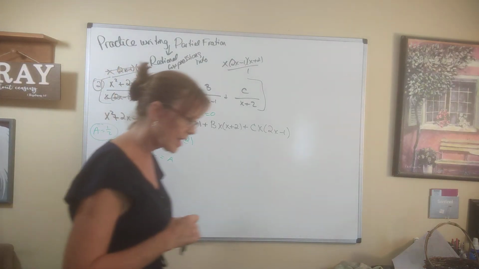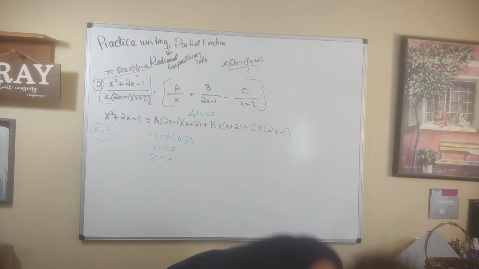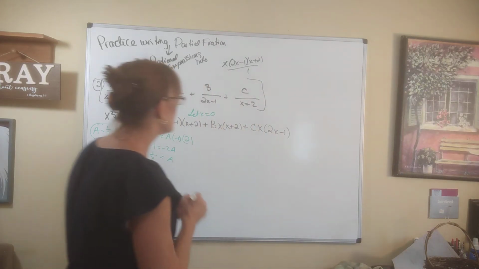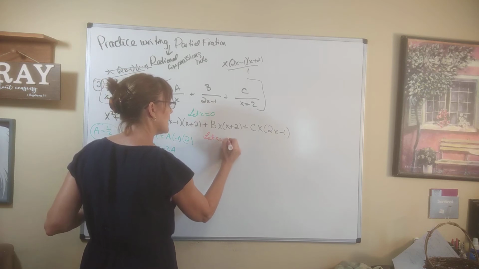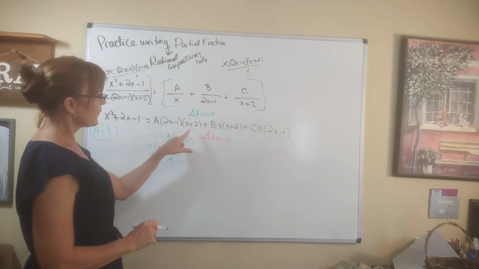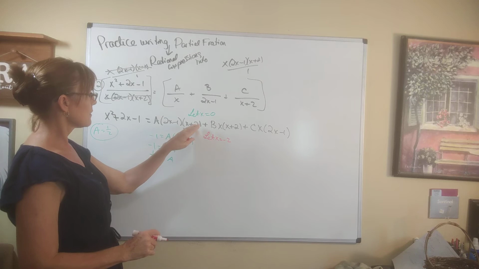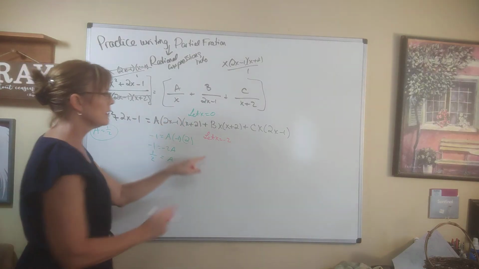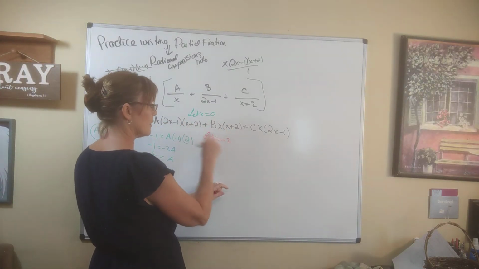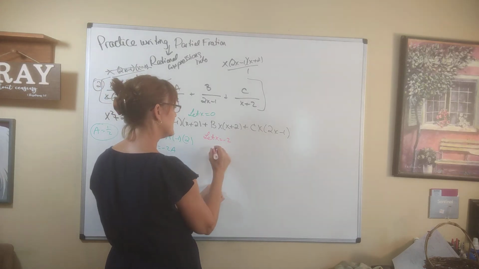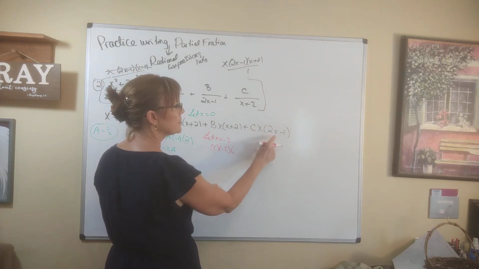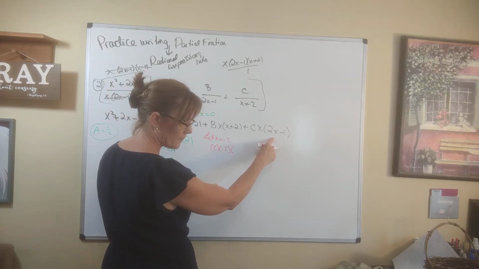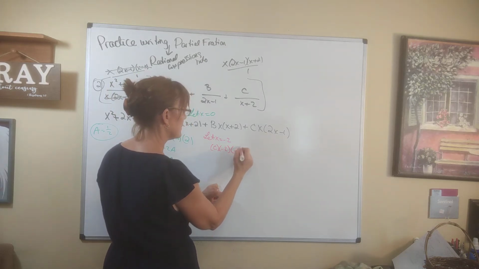Okay, let's try that again. Let's choose a different value. Let's let x equal negative 2. How does that help? Well, if x is negative 2, then this is a 0 and that's gone. This whole part's gone. I'm left with C times negative 2. 2 times negative 2 is negative 4. Minus 1 is a negative 5.